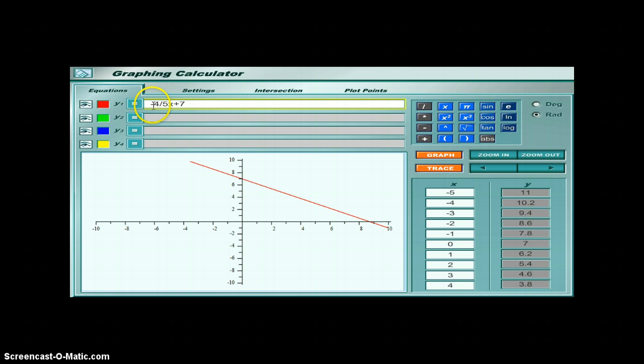You'll notice a negative sign, which represents decreasing. If we look at this point right here, which is the point 0, 7, we could go down 4 places and then across 5 places to 5. This represents our slope of -4/5. As well, you'll notice 7 for our y-intercept. Over here, you'll notice that the equation for our line, this graph, goes through 7 on the y-axis.